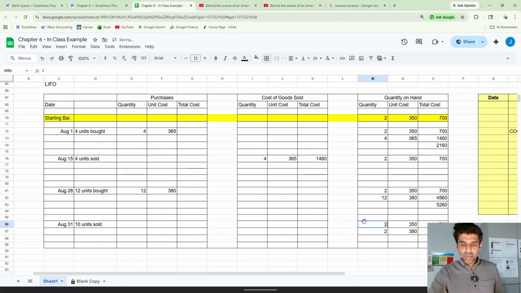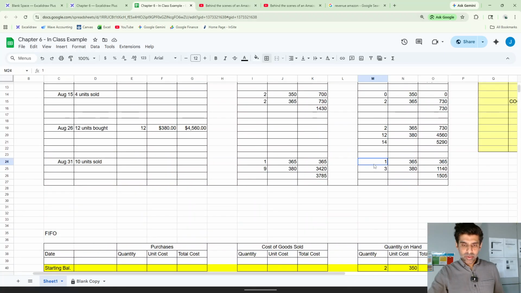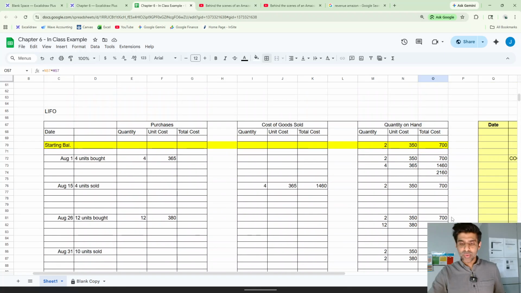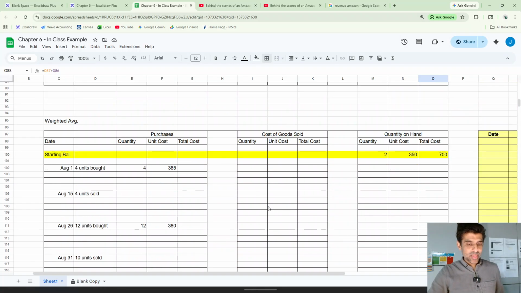Okay, so in all the cases, we have 4 units left. 4, 4, 4. Same number of units, but different value because we've been costing them differently. This one has 1505, this one is 1520, this one is 1460. Everyone see that? Everyone agrees? Same number of units, but the balance sheet is going to have a different ending balance for inventory because the cost of goods sold has been different for each of them. Makes sense?